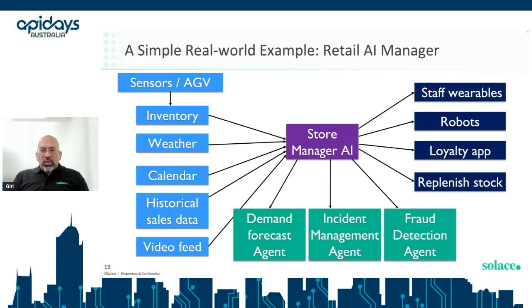And in the real world, it's not just about chatting with docs. You have a real scenario, like a store manager AI, which takes input from various components that make up your enterprise, like inventory, weather, calendar, historical sales data, video feed, and so on, and absorbs that as input and passes it down to other agents, specialized and focusing on particular aspects of the business need, demand forecast, incident management, fraud detection, and so on. And eventually, the outcome coming out of this store manager AI can be fed to the edge applications like a loyalty app, replenishing stock, or the robots that are operating at the floor level, or staff wearables, and so on. And this is where we are moving towards, in terms of AI in the real world. And it comes down to real-time event or other data and context awareness.